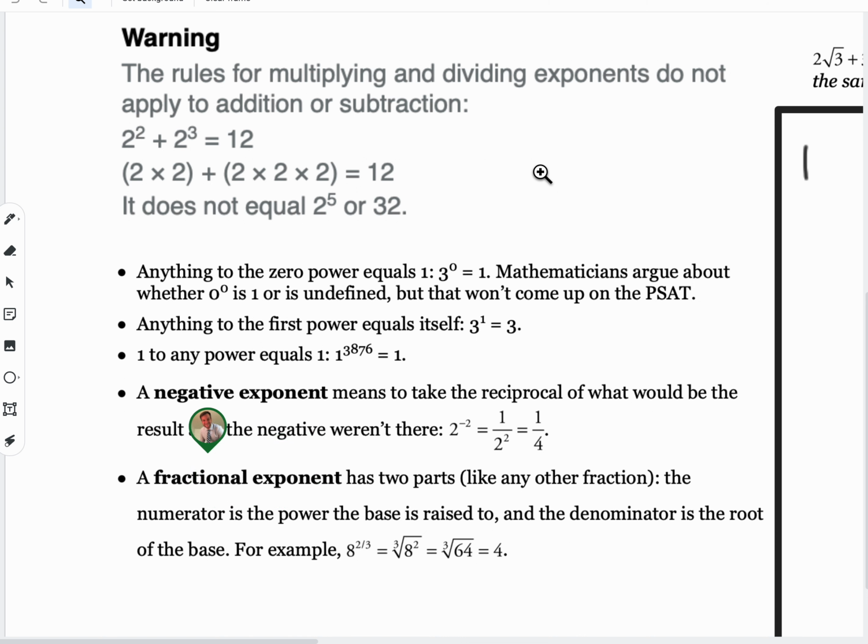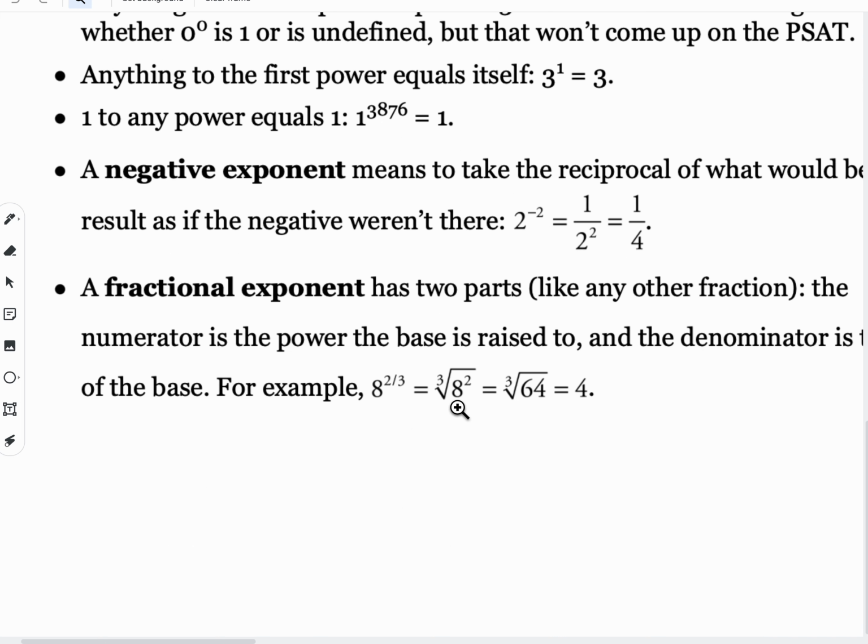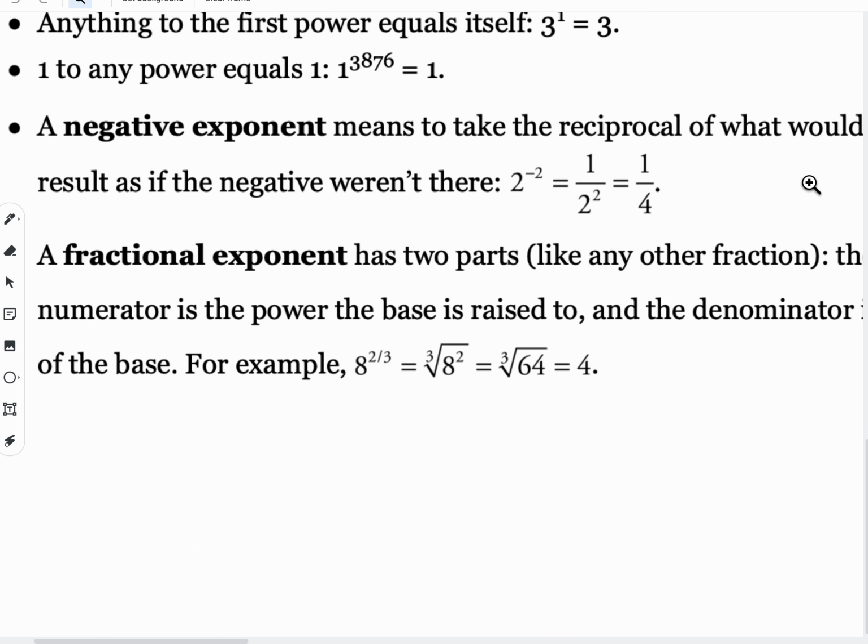A fractional exponent has 2 parts, just like any other fraction. The numerator is the power the base is raised to, and the denominator is the root of the base. For example, 8 to the 2/3 power. We can rewrite this as the cube root of 8 squared, or the cube root of 64. 4 times 4 times 4 is 64.